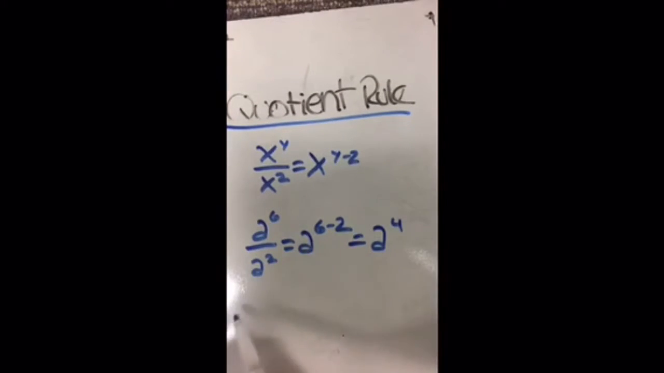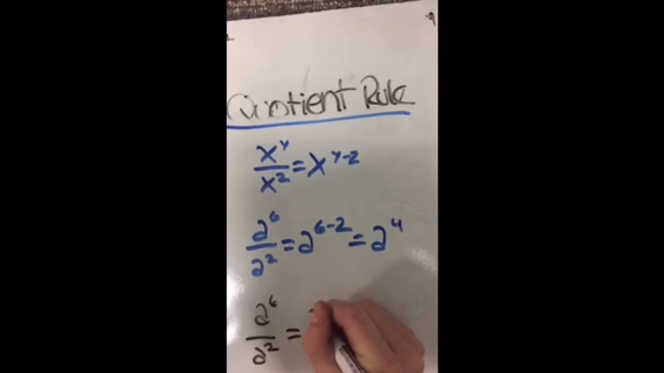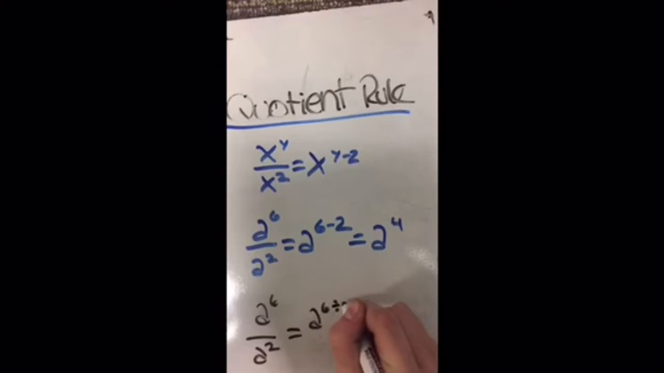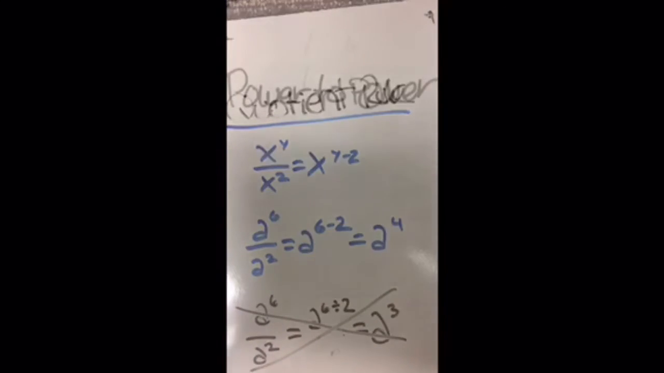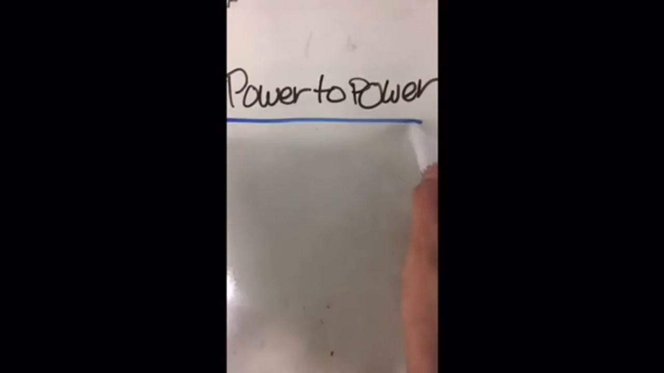A common misconception about this is that people divide the powers too along with the bases. Like a raised to the power 6 divided by a raised to the power 2 is equal to a raised to the power 6 divided by 2, which is equal to a raised to the power 3, which is not correct. Lastly is the power-to-power rule.